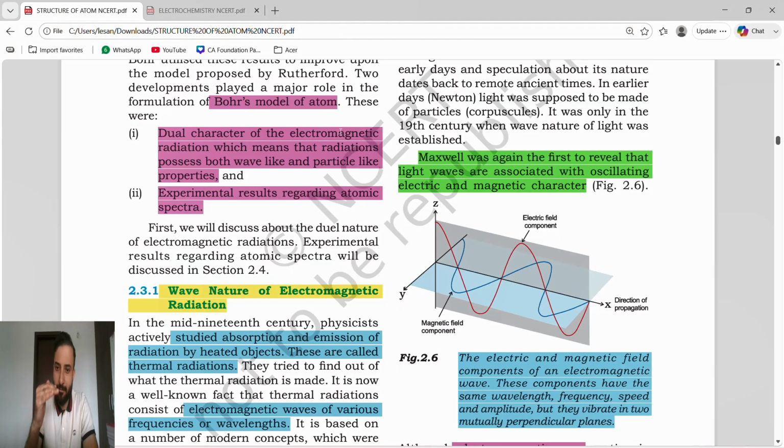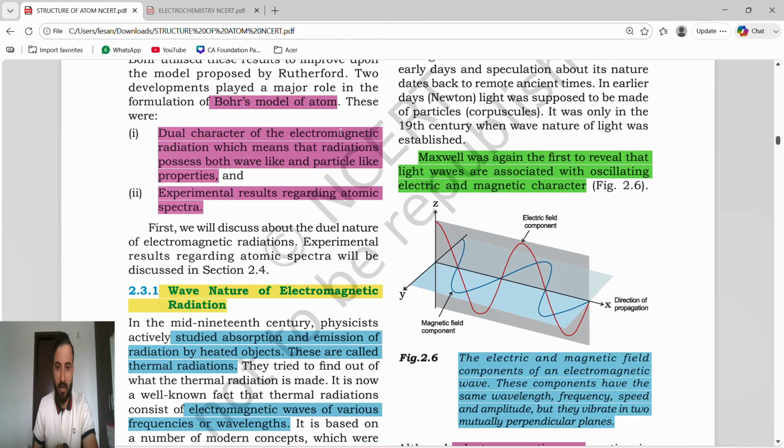So each and every shell has its own energy. K shell has less energy, L shell more energy, M shell more energy, N shell higher energy. So every shell is having different energy, correct?